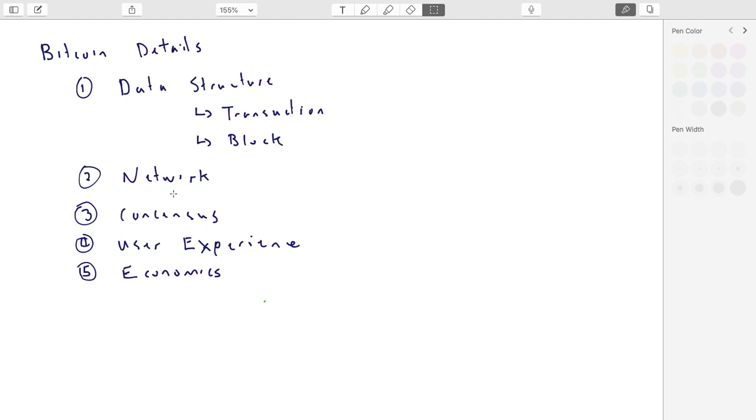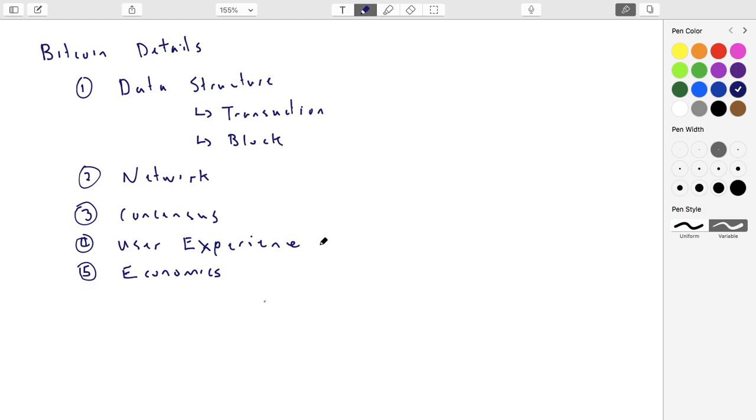So I have a $20 bill and it's sitting in my wallet. How do I turn that into Bitcoin? Okay, so what's this whole user experience behind it?